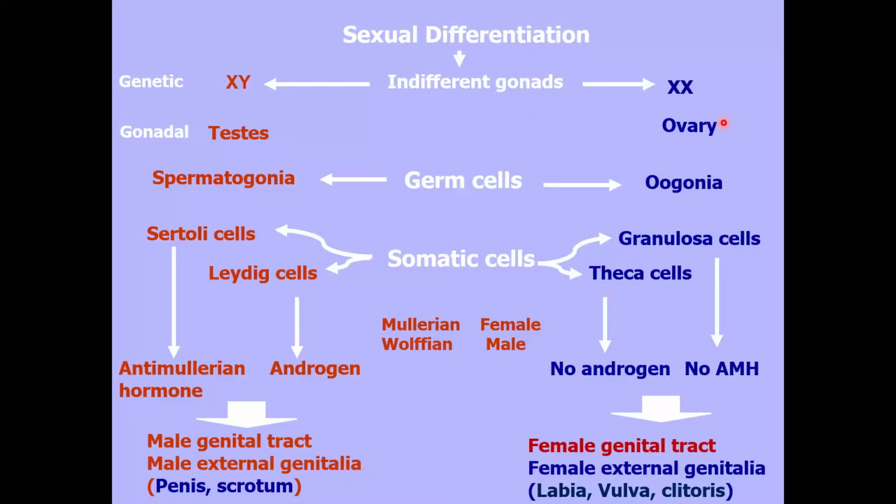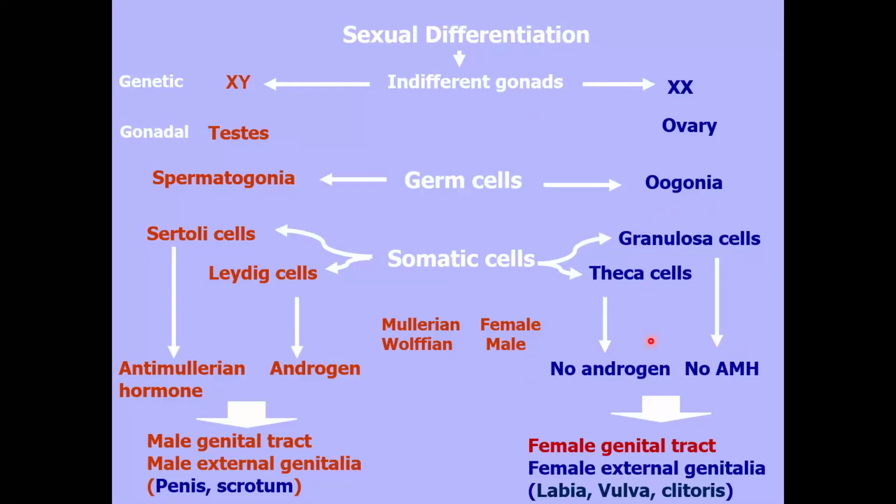Now, if the individual contained XX chromosome, then the ovary will develop, and the germ cell will differentiate into the oogonia to give the oocyte, and the somatic cells will develop into granulosa cells and the theca cells, and theca cells will produce no hormones, no androgen. So if there is no androgen, then this Wolffian duct will regress, because the Wolffian duct will give rise to a male reproductive system only if it is stimulated by the androgen. So if there is no androgen, this Wolffian duct will regress, and the male reproductive system will not develop.